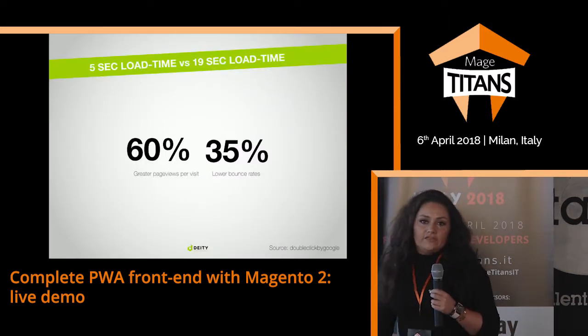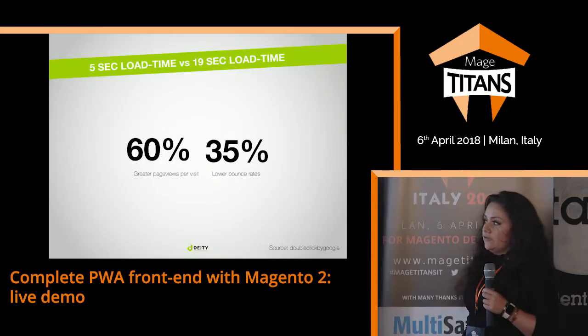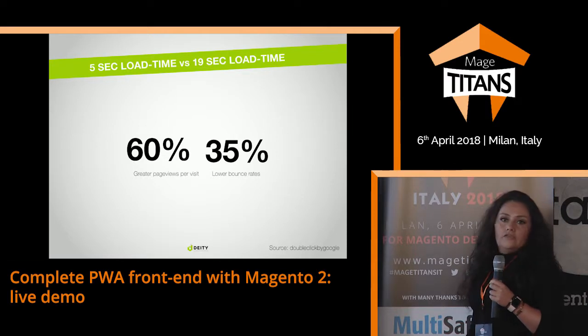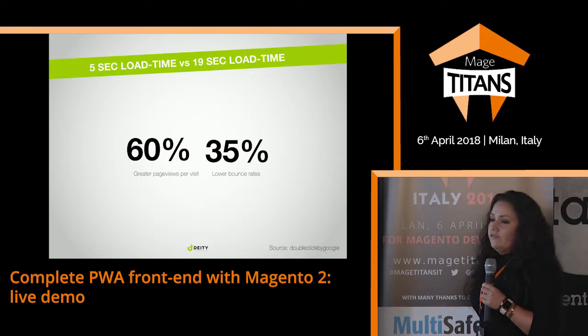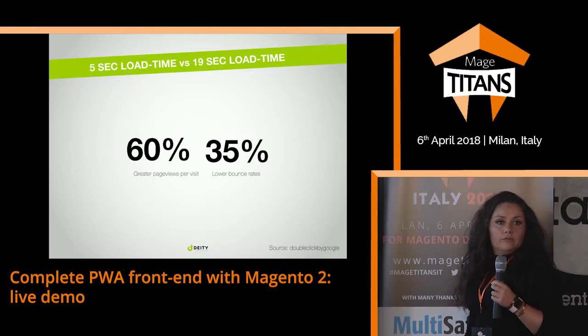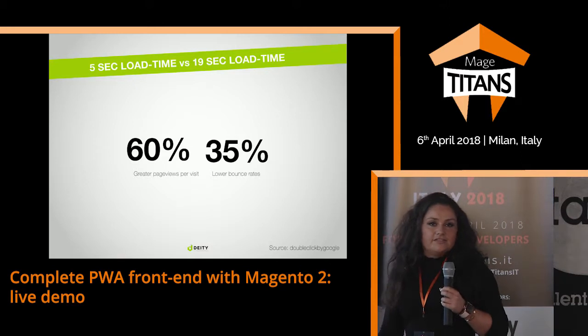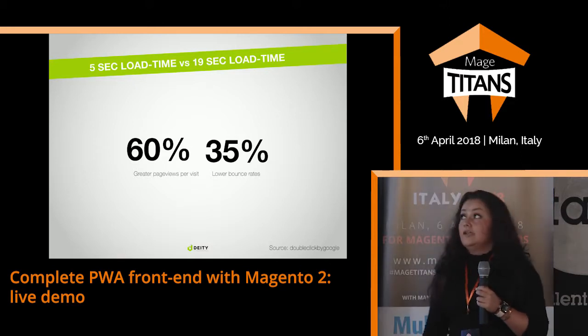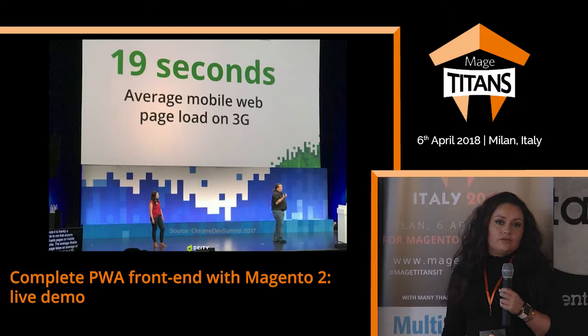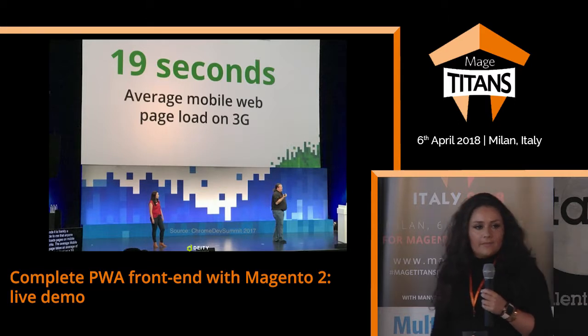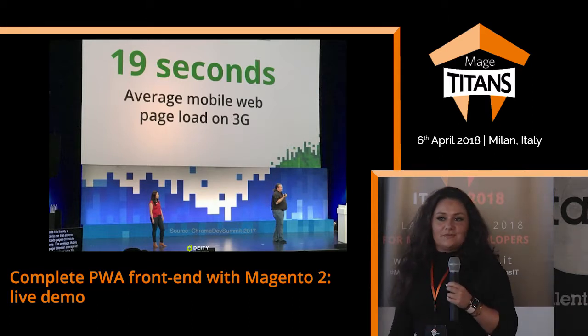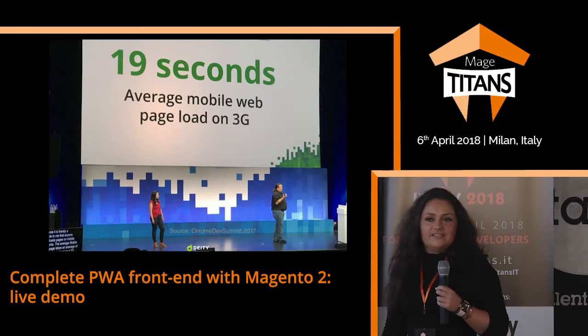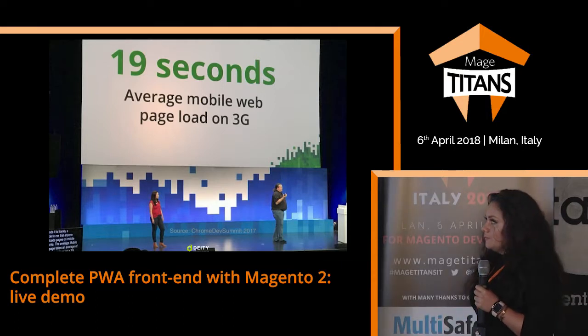If you compare 5 seconds load time versus 19 seconds load time, you will have 60% more page views with 5 seconds instead of 19, and a 35% lower bounce rate. And you might think, okay, 19, who has 19? Well, actually, 19 is the average mobile load time on 3G. So I'm still surprised that people actually buy online when the load time is 19 seconds.